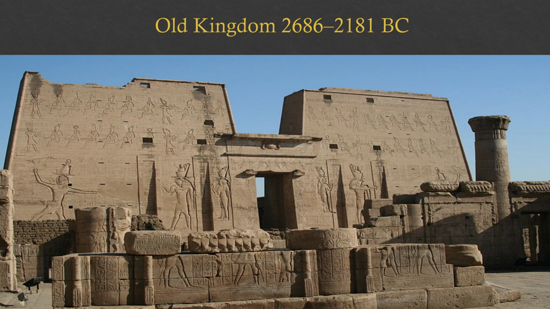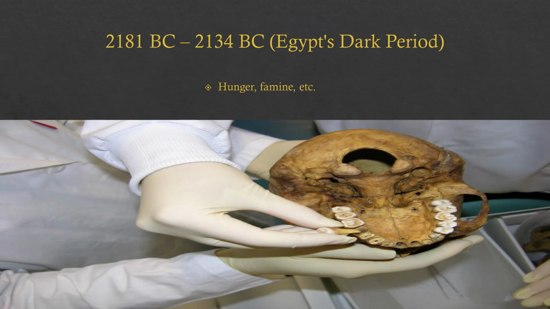Then we have the so-called Old Kingdom in Egypt, from 2686 BC to 2181 BC. But then we have the so-called Dark Period in Egypt's ancient history, from 2181 BC to 2134 BC. And during this time we can see large hunger in Egypt, famines, starvation, and so on.